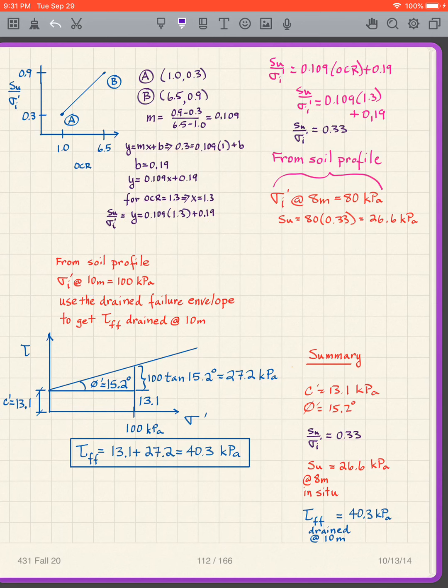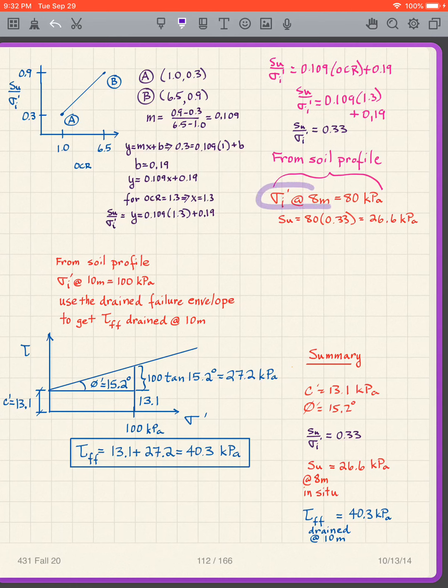And we get SU over sigma prime I is 0.109 times OCR plus 0.19. I plug in the 1.3, which is the in situ value. I get SU over sigma prime I is 0.33. So that is our value in situ for the OCR of 1.3. And then we wanted to know what is the tau FF, the undrained shear strength at 8 meters.